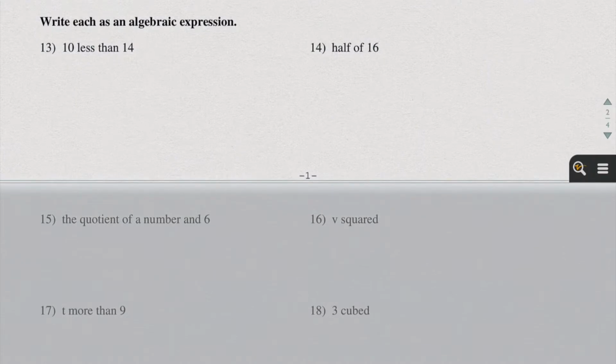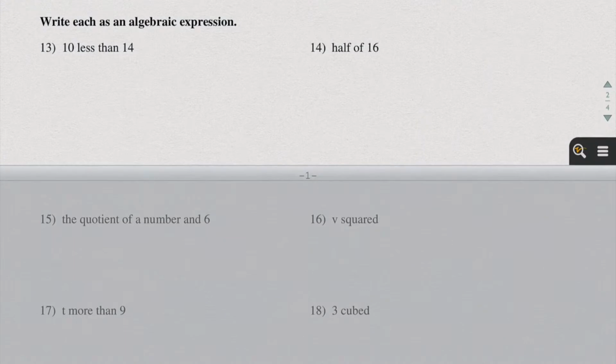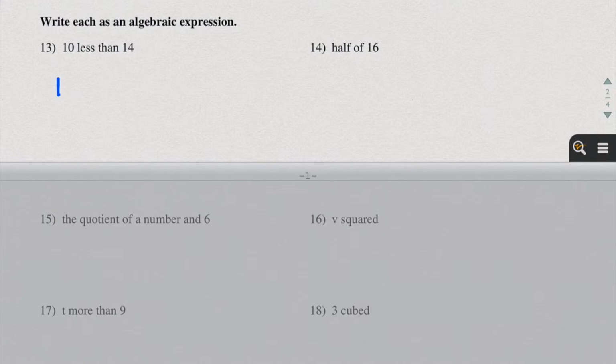So let's start with number 13. This one says 10 less than 14. So we start with the 14, and it's 10 less than that. So you've got to kind of understand how to read it. You wouldn't write it 10 minus 14, because it's not 14 less than 10. We're taking 10 less than what we originally started with, and what we originally start with is actually 14. Even though it's written after the 10, it's what we originally started. So that's why it's 10 less than 14.